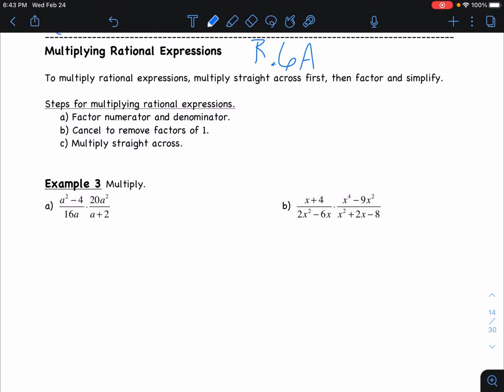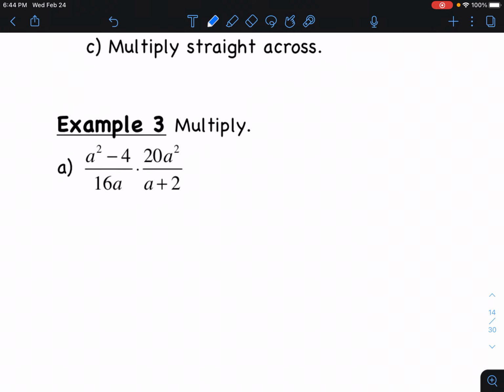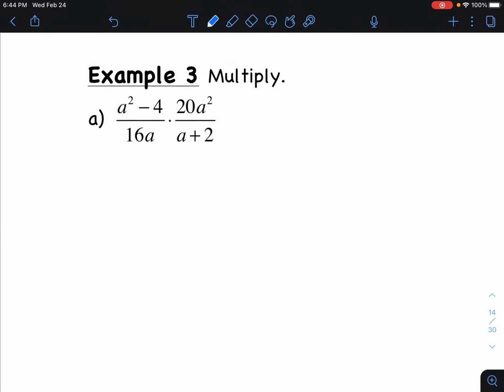So to multiply these rational expressions, it says we multiply straight across first, then we factor and simplify. And the steps are: A, we're going to factor the numerator and denominator. Remember, we're always going to look out for GCF first, side note. And then B, we're going to cancel to remove factors of 1 and then multiply straight across. So let me show you how to do that. It's kind of confusing directions.